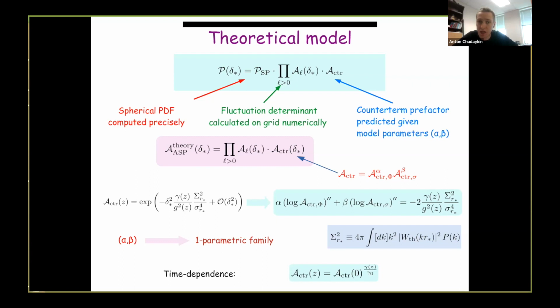And several words about the time dependence of our contact term. We found that the contact term can be rescaled from the present time to any redshift under consideration according to this simple formula. It's very practical to use because we need to calculate the contact term only at one redshift and then translate it to any one you want. And of course, we will validate this prediction with the N-body simulation later on.